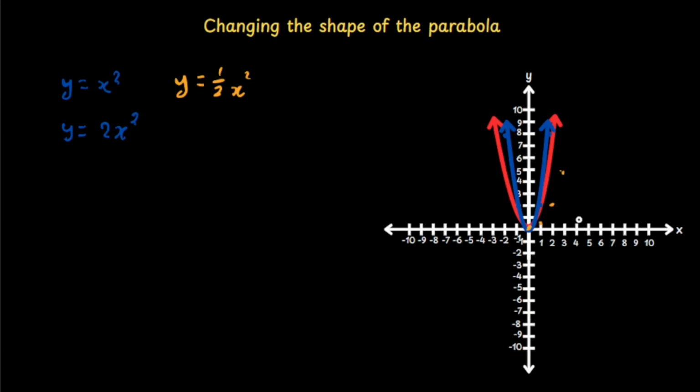Four squared is 16, and a half times 16 is 8. Okay, and if I do the same thing to all my points on the left hand side, it would just be mirrored, of course. So for an x value of 2, my y value would be 2. For an x value of 3, my y value would be 4.5. And for an x value of -4, my y value would be -8.